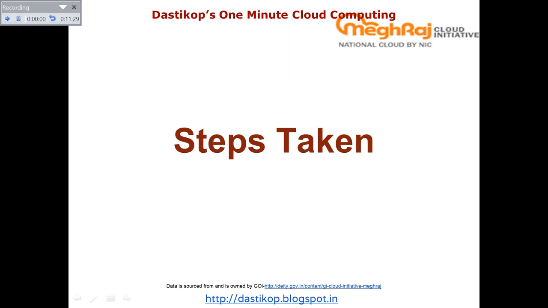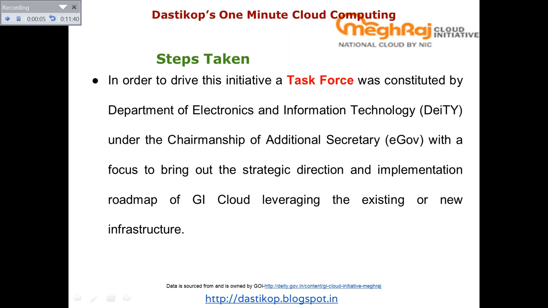Towards this, the Indian government has taken many steps. Let me talk about that. In order to drive this initiative, a task force has been constituted by the Department of Electronics and Information Technology, and the additional secretary is working on this. And let me tell you one more thing. This initiative is a little old in the sense that all these projects started in 2013 and 14. Now we are in the middle of this project.